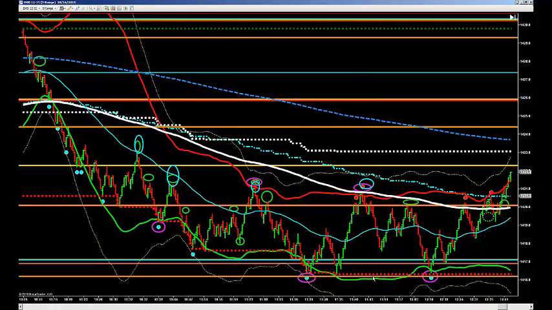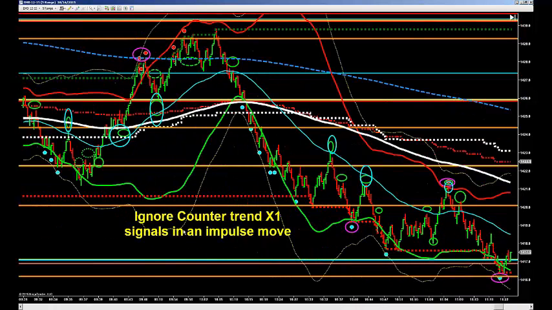Ignore counter trend X1 signals in an impulse move. If you're going to use these unfiltered, you got to deal with these. This thing is coming down hard, and it's going to trigger these things all the way down. Not until this Bollinger Band kind of flattens off do we see one of these that's worth looking at. Didn't turn into a big trade, but that's the pattern I'm looking for.